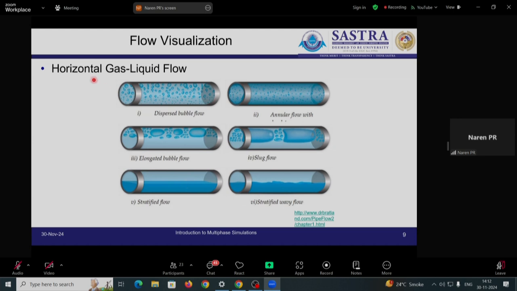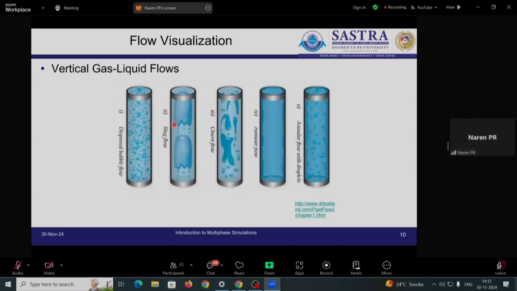This is in terms of horizontal gas-liquid flows. You also have this in vertical flows. So this is a picture for a vertical flow, where again you will have something from dispersed phase flows to something like a stratified or annular flow in this case.